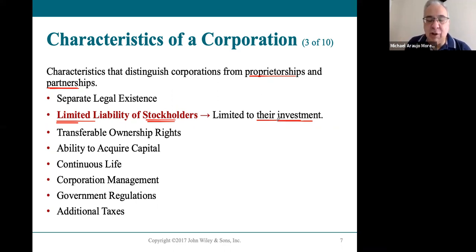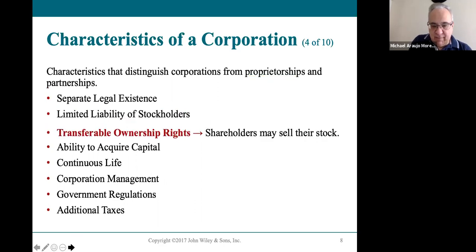Because there's a distinction between the corporation as a legal entity and you as a legal entity. And since the corporation is getting sued and the corporation might go under, they separate your personal stuff from that. So the most you can lose in terms of the limits is whatever you've put in. That's it. That's a very important advantage.